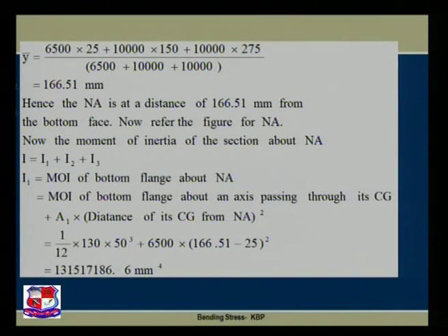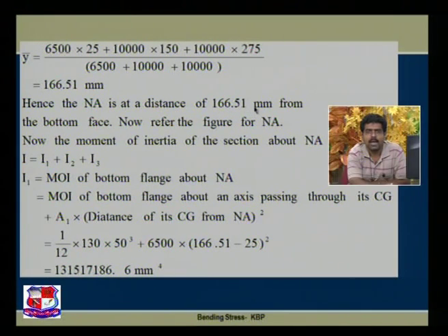If we are replacing over here, so y bar is equal to 6500 multiplied by y1 25 plus 10,000 multiplied by 150 plus 10,000 multiplied by 275, that is y3, divided by A1 plus A2 plus A3, and simplifying this simple equation with the calculator, we found out y bar is 166.51 mm. Hence the neutral axis is at a distance of 166.51 mm from the bottom face.